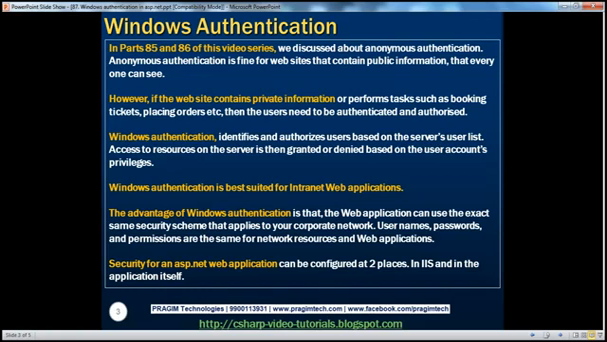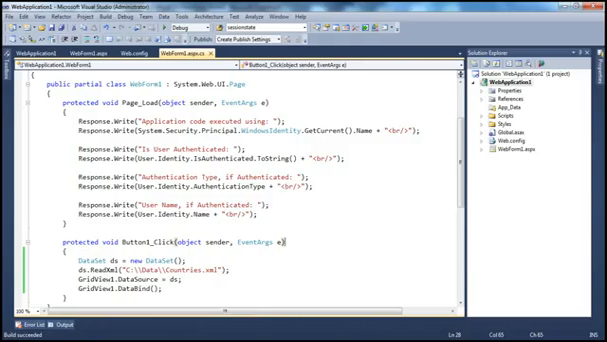As far as an ASP.NET web application is concerned, we can configure security at two levels. We can configure in IIS and in the web.config file of the application. Let's see how to configure Windows authentication in IIS first. Let's flip to Visual Studio. I have a very simple ASP.NET web application project here.